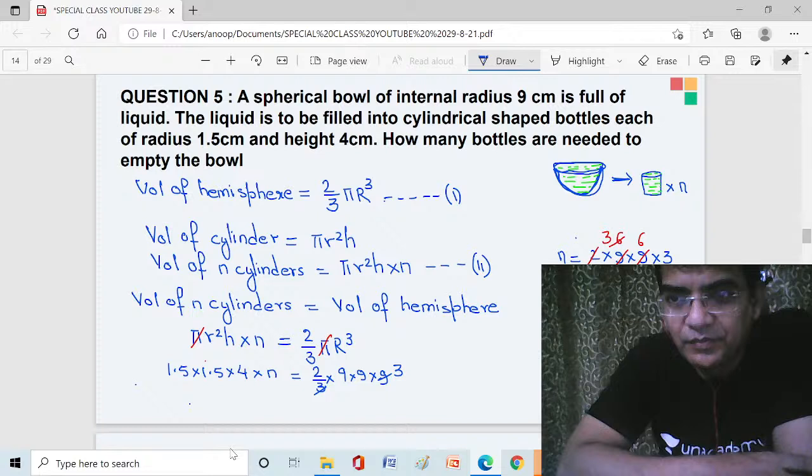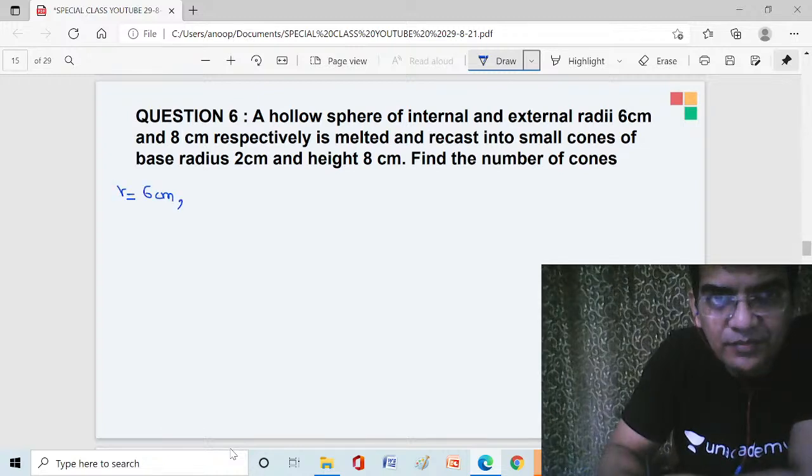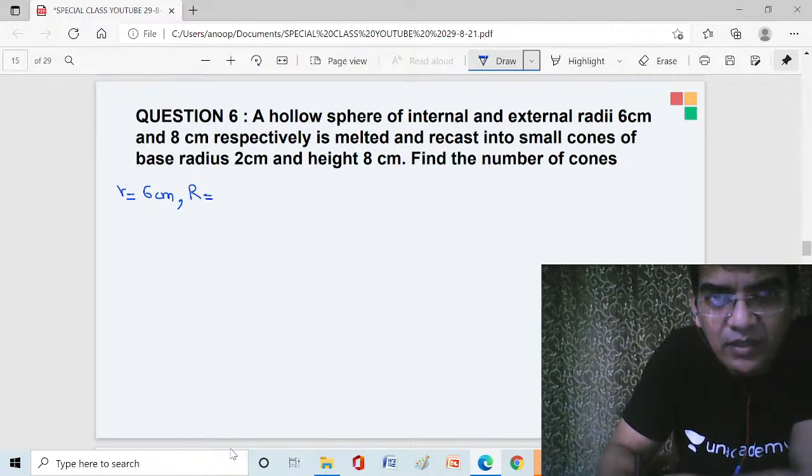Question number 6. Now let's see what we have in question number 6. They say a hollow sphere of internal and external radii. A hollow sphere whose internal radius, so let the internal radius be represented by small r, 6 centimeter, right? External radius represented by capital R. Now this hollow sphere is melted and recast into small cones of radius 2 and height 8.